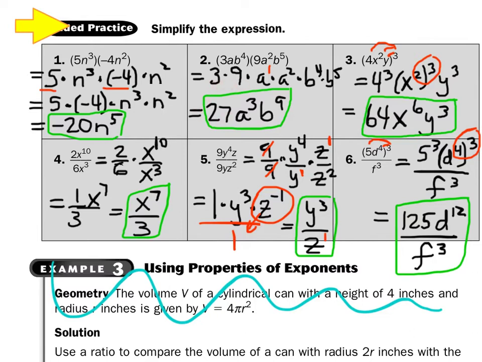3 times 9 is 27. When the a's match, I copy the a, and I add the powers. 1 plus 2 gave me 3. And the b's match, so I copy the b, and I add the powers. 4 plus 5 gave me 9. Okay, take a look at number 3.